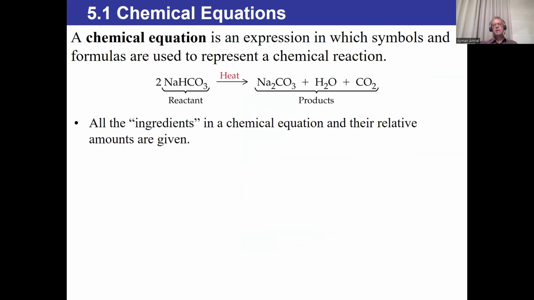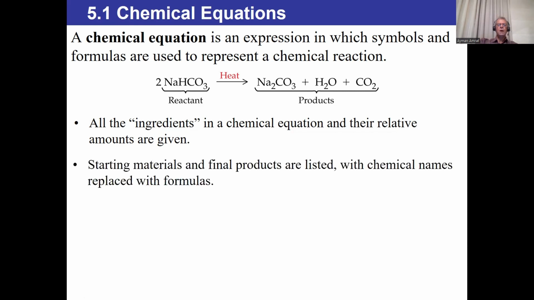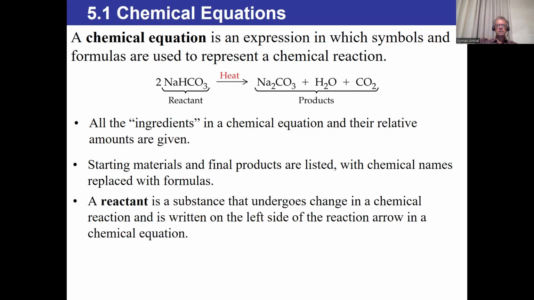A chemical equation is an expression in which symbols and formulas are used to represent a chemical reaction. To the left of the arrow of the reaction are reactants, to the right, products, using the formulas for reactants and products. All ingredients in a chemical equation and their relative amounts are given. The starting materials and final products are listed in this equation with chemical names replaced with formulas.